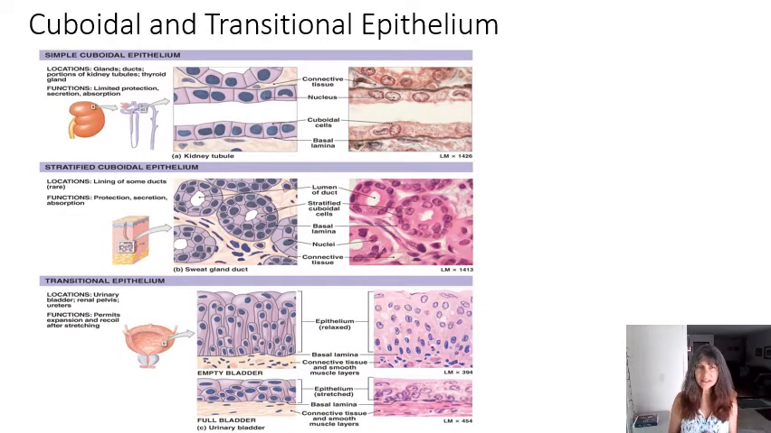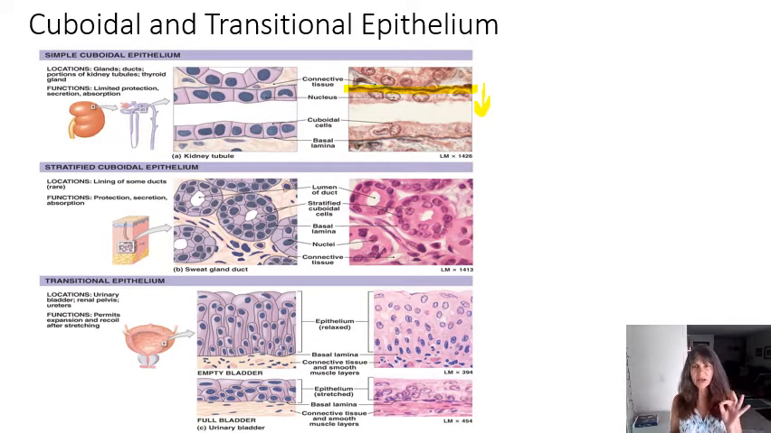Cuboidal epithelium. Simple cuboidal epithelium, if you again look at the location of the basement membrane and go towards the apical surface, which on this side is going in this direction towards the lumen, okay, we count one layer of cube-shaped cells. And we find simple cuboidal epithelium in glands, in ducts, in portions of the kidney tubules, the thyroid gland. And these are just some of the places, it's not inclusive. And so we have limited protection, secretion, and absorption with simple cuboidal epithelium.